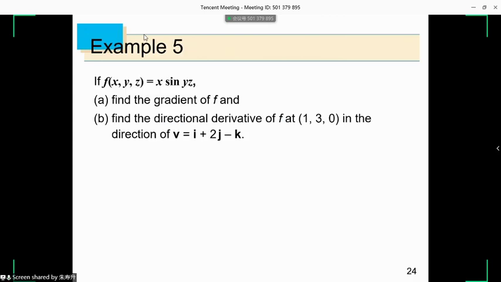Another example: f equals x multiplied by sin(yz). First, you need to find the gradient of f. And then the second is to find the directional derivative of f at this point, (1, 3, 0), in the direction v equal to this one. So first you have to use the gradient formula.